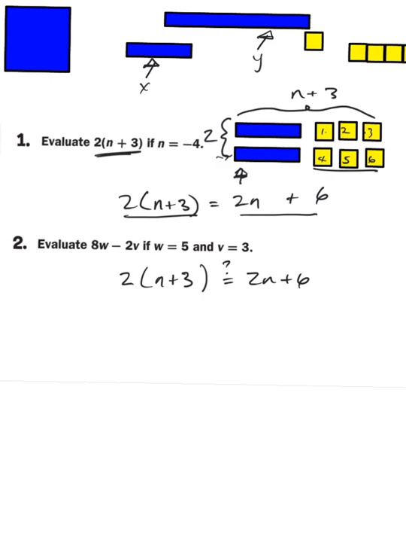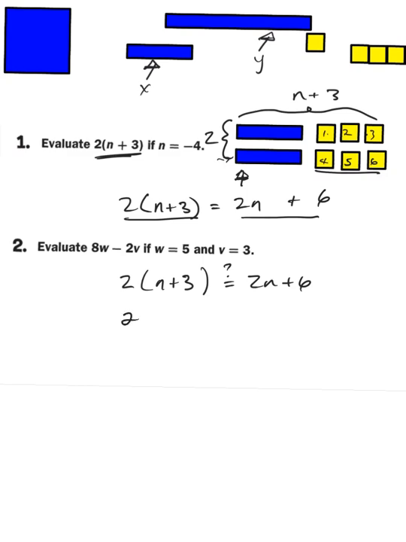So now if I plug in negative 4, I'm going to say 2 times (negative 4 plus 3), is that equal to 2 times negative 4 plus 6? So again, negative 4 plus 3 is negative 1, and 2 times negative 1 would equal negative 2.